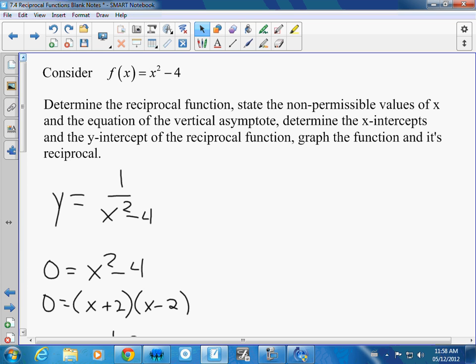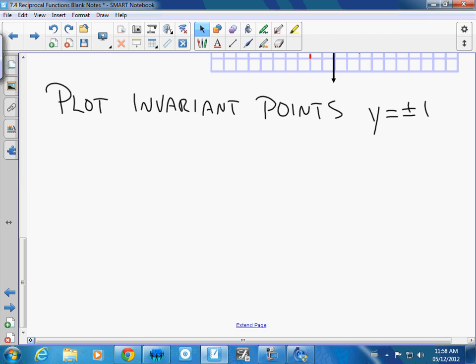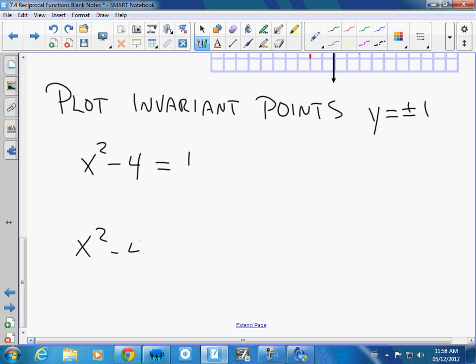Okay. So what's the easy equation? x squared minus 4, right? What do we want one of them to equal? 1. What do we want the other one to equal? Negative 1. There it is. Now, can we do some math?